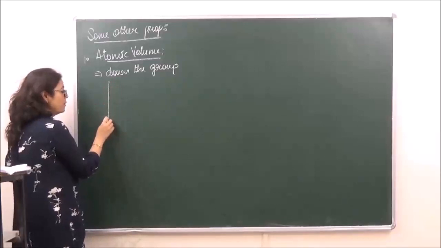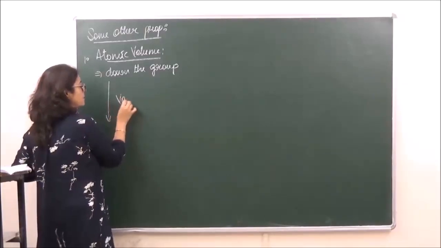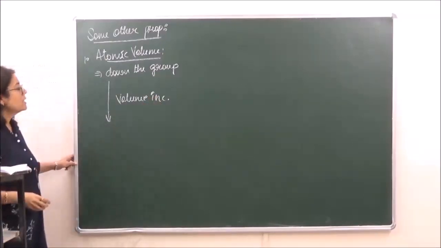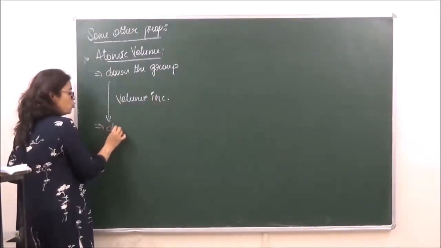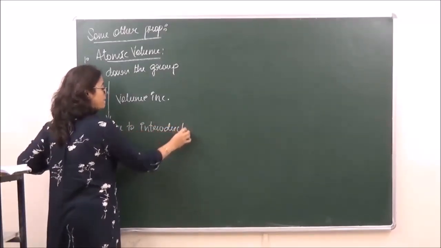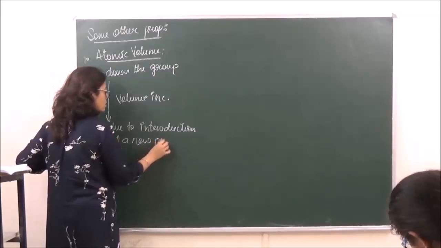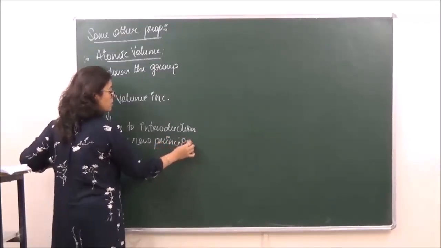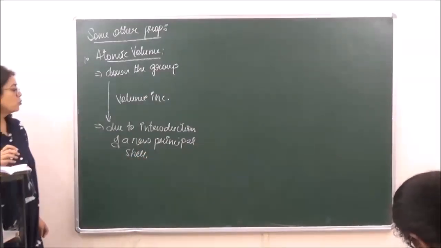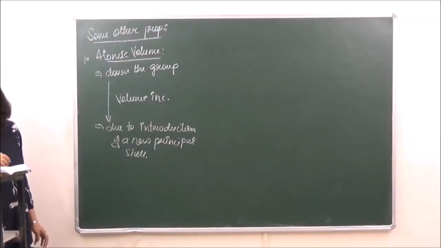right? We are going down the group. In this case, the atomic volume increases. Why is this atomic volume increasing? इसलिए increase कर रही है due to introduction of a new principal shell. ठीक है? So due to introduction of a new principal shell, the volume down the group will keep on increasing.